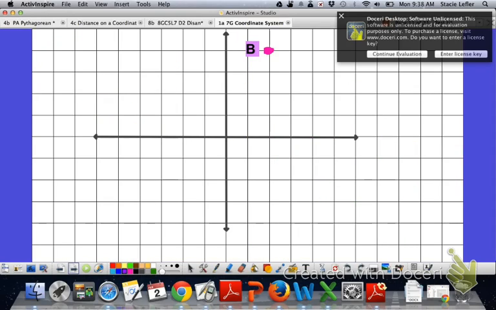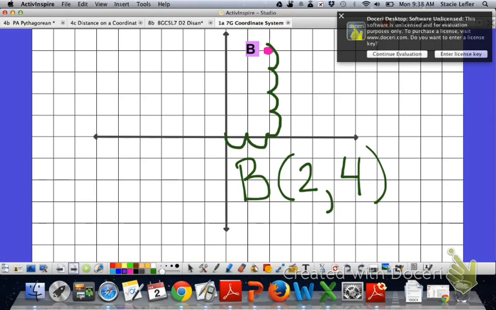Pause the video and find the ordered pair for B. You would have started at the origin, 0, 0, and counted to the right, and right is a positive, and we went over 2 places, stopped, turned, and went up, 1, 2, 3, 4, and up is a positive. So the location or ordered pair for B is 2, 4, and the quadrant is quadrant 1.